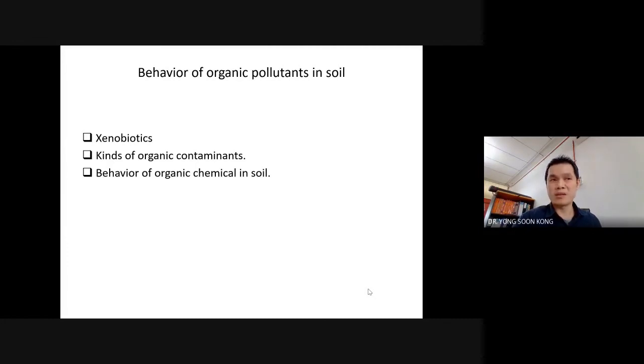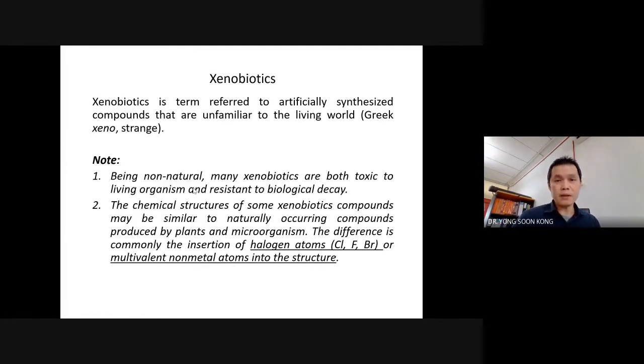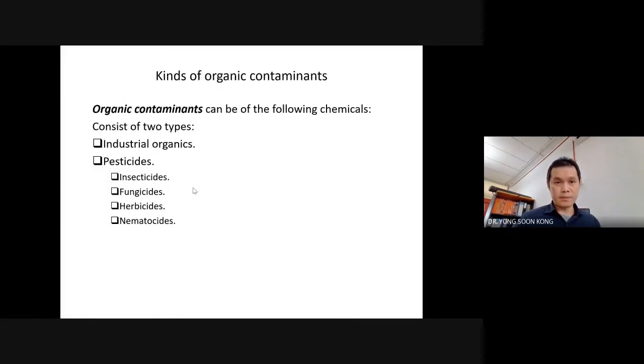So it comes back to chemistry. If it's very big, that means it is not easily evaporated. If it's very small, maybe it can be more soluble in water. We're going to learn one by one according to xenobiotics, kinds of organic contaminants, and also the behavior of organic chemicals in the soil. The last one is more of the fate of organic contaminants in the soil, by referring to a few examples. Okay, xenobiotics, I believe I've talked about it, so I will skip.